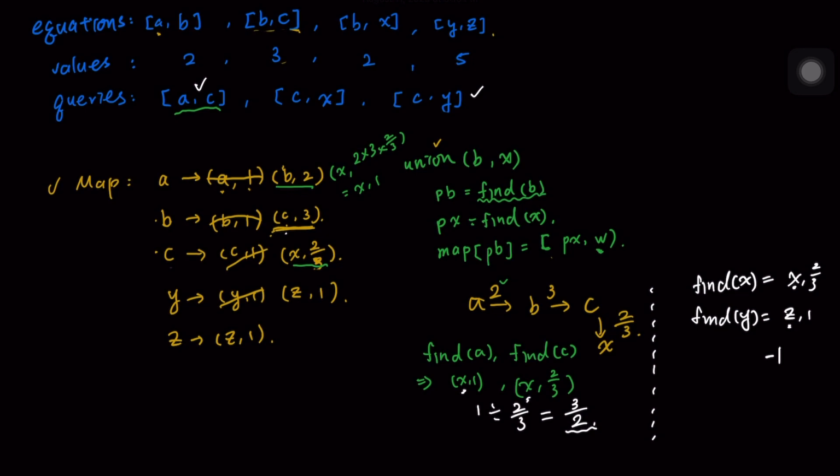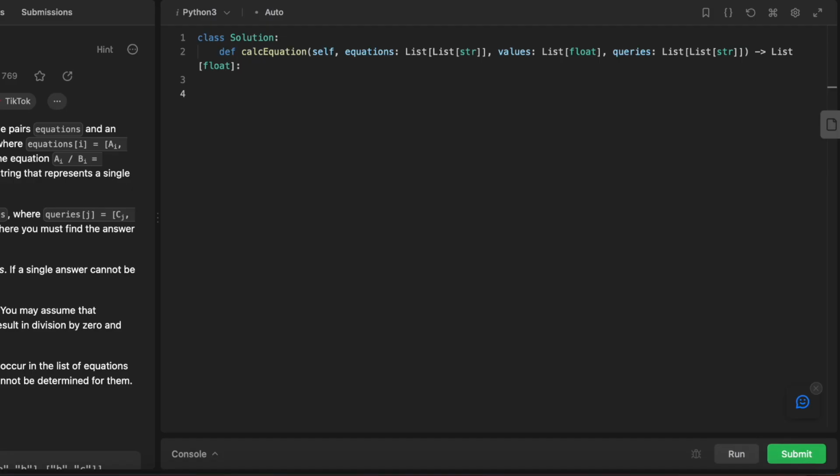Okay, so now let's jump to the coding part to see how we update the weight in the find recursion call, and also let's see how we can calculate the weight in the union and also in the find function. Okay, now let's start coding.